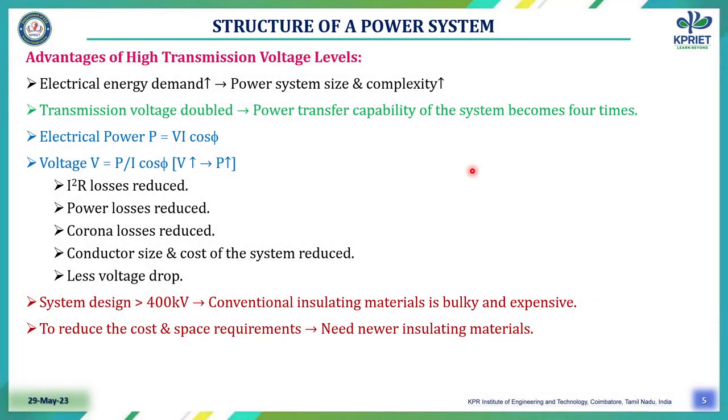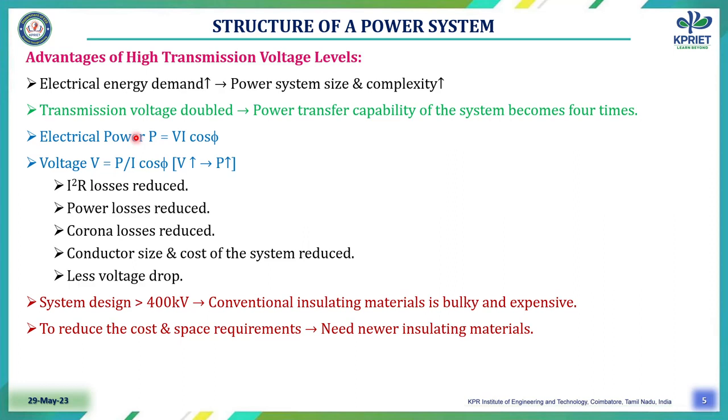Why? What is the need of increasing the higher voltage level for the power transmission? Generally, power is nothing but VI cos phi. We can either increase the voltage or increase the current, thereby we can transmit the actual amount of power generated to be distributed to the consumer.